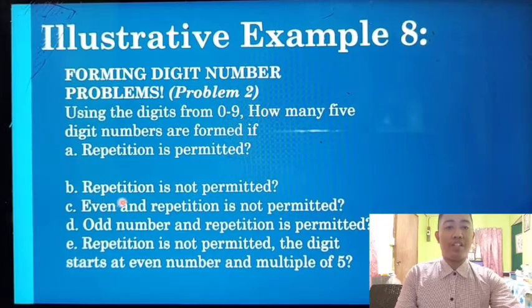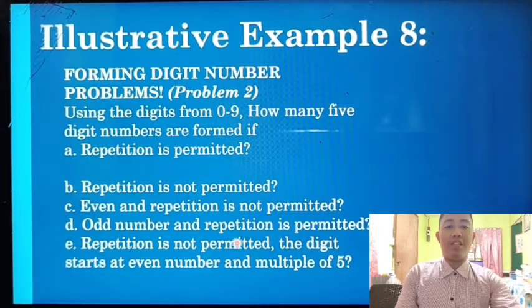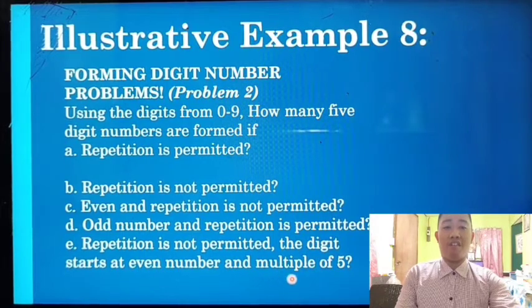For letter B, repetition is not permitted. Letter C, even and repetition is not permitted. Letter D, odd number and repetition is permitted. And letter E, repetition is not permitted, the digit starts at an even number and is a multiple of 5.